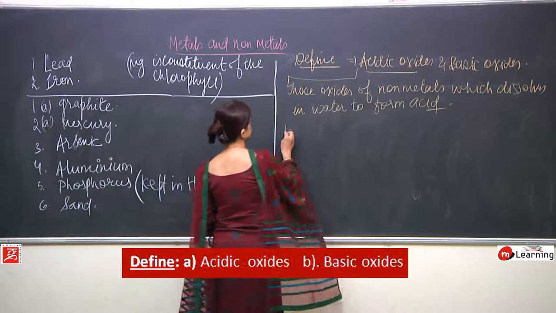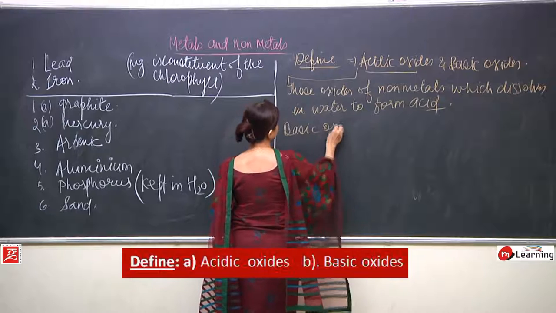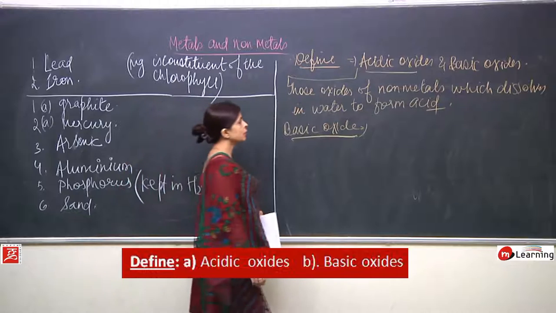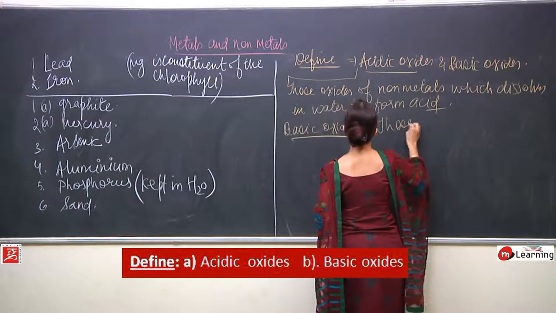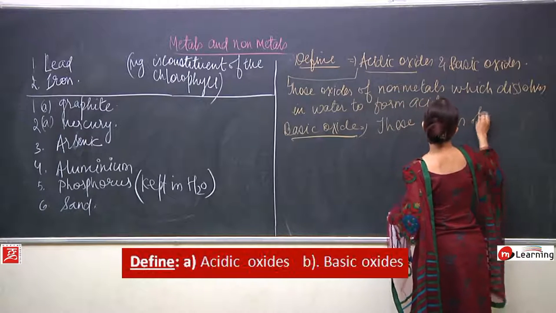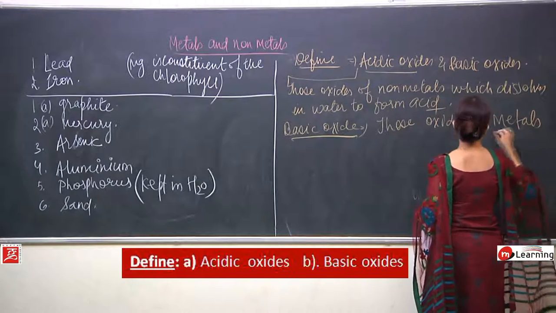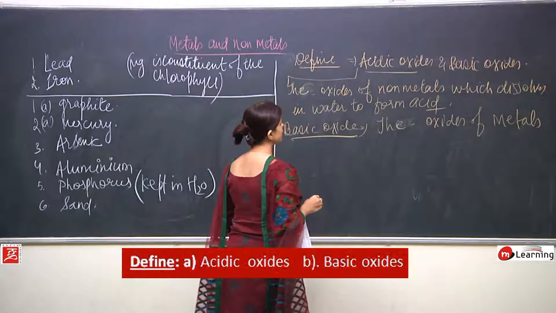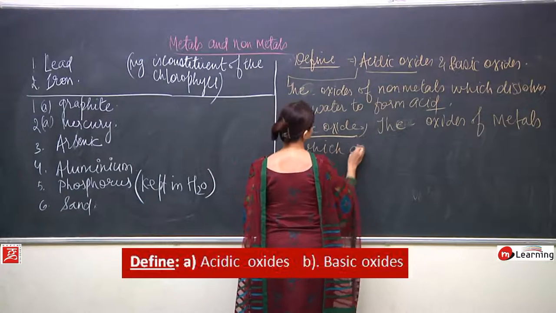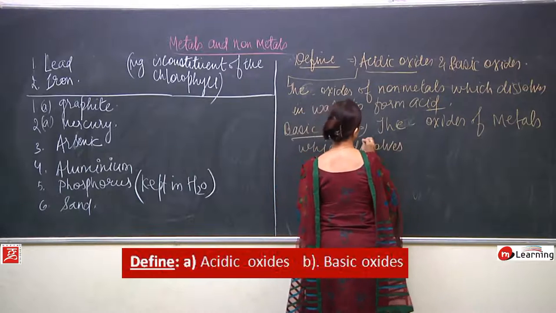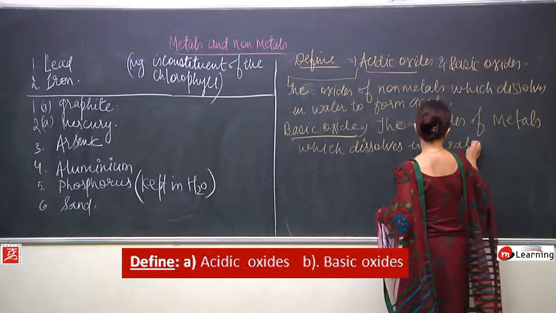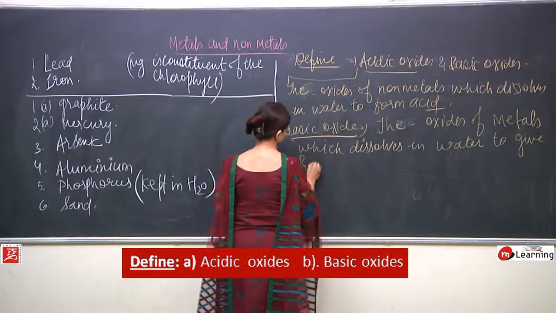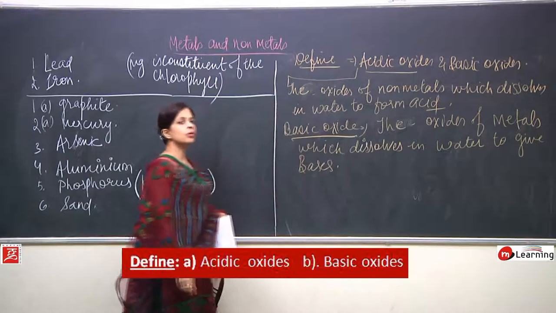Okay, now basic oxide. What do you mean by basic oxide? They have asked to define basic oxide. Basic oxides are those oxides of metals which dissolve in water to form or to give bases. Okay, so we have done this yesterday.